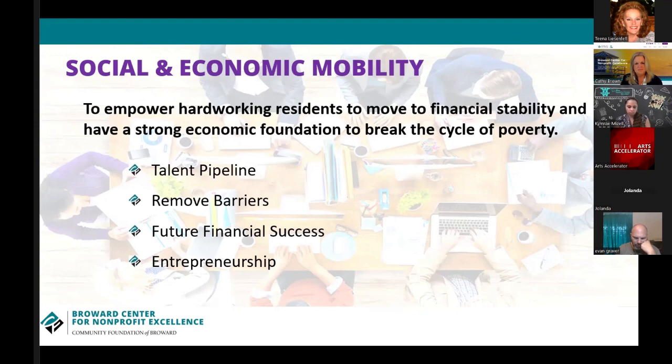That's probably a barrier. It's probably a transportation issue. It's probably a childcare issue. It's probably the fact that they don't have any computers or internet services if they get a remote job. So all these things are barriers that we look at. And for us to be able to enhance this individual's financial stability, maybe we need to help remove some of those barriers. Next up, we have talent pipeline.